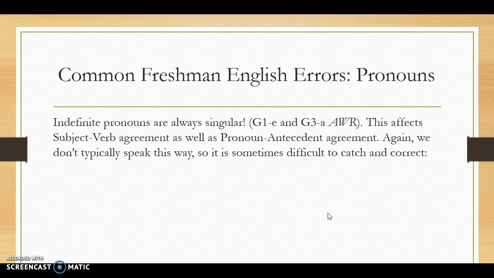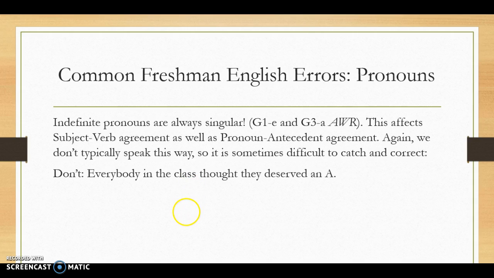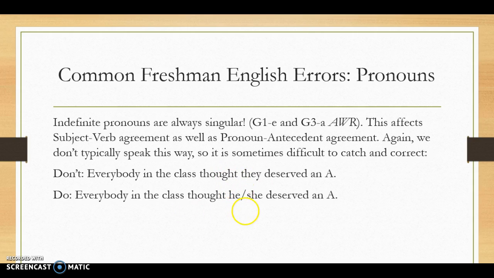Speaking of pronouns, indefinite pronouns are always singular. That is difficult for us to comprehend. Everyone is singular. So take a look at G1E and G3A for help on this. Everybody in the class thought they deserved an A. Everybody in the class thought he, she deserved an A. That is the proper way to write that. So be mindful of those. You will be counted off for having the wrong numbers when it comes to pronouns.